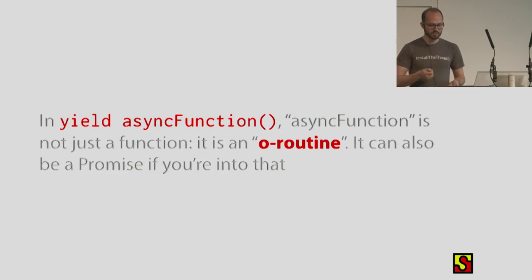So in this expression, what is async function? When you yield async function, what does it actually mean? It can't just be the exact same thing as the original callback version of async function. Otherwise, we'd be calling it without a callback, and it'd result in some undefined error when async function goes to try and call its callback. So async function here is something that in Monocle is called an O routine. It's kind of a Monocle-style async function. And it could also be a function that returns a promise object if you like promises. So you could actually use promise libraries out of the box with Monocle too.